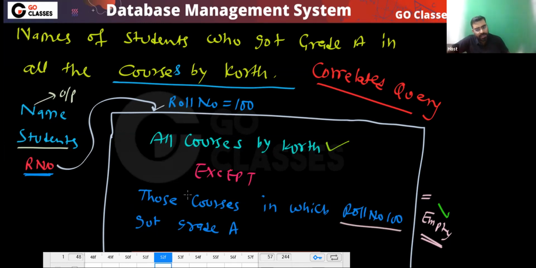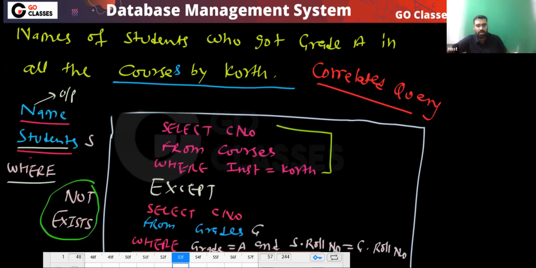If this set is not empty, what does it mean? It means there is a course of course in which he did not get grade A. So finally, this is your query. Is this clear to everyone? Let me know.